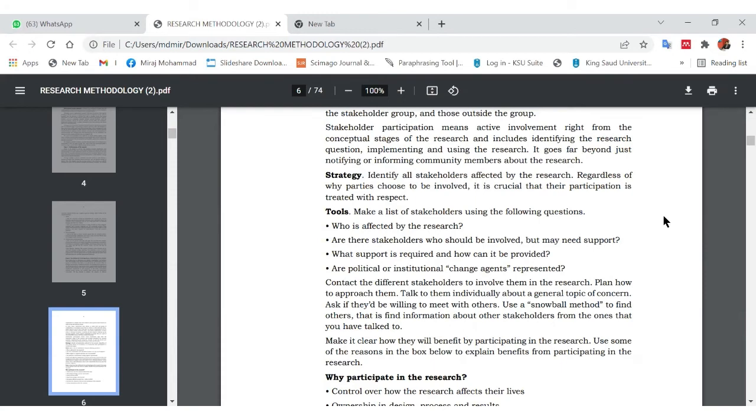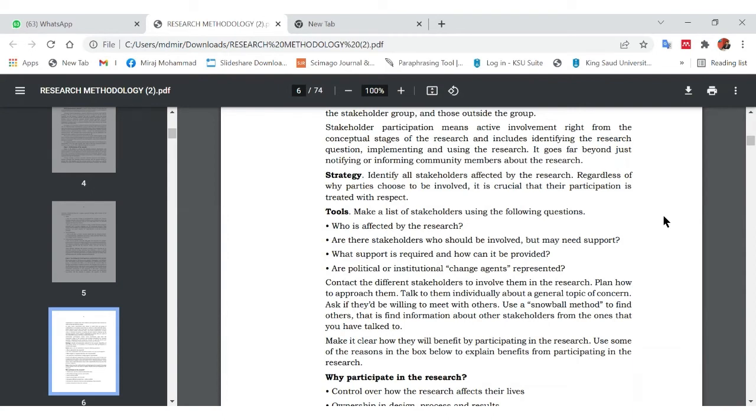Okay. So you see, the strategy is to identify all stakeholders who are affected by the research, regardless of whether the parties choose to be involved. It is crucial that their participation is treated with respect. This is very, very important in public health. Even if you are working with those people at the bottom of the pyramid, the poorest of the poor, still you should treat them with respect. We should empathize with them. We should understand their pain. So this is about treating everyone with respect.